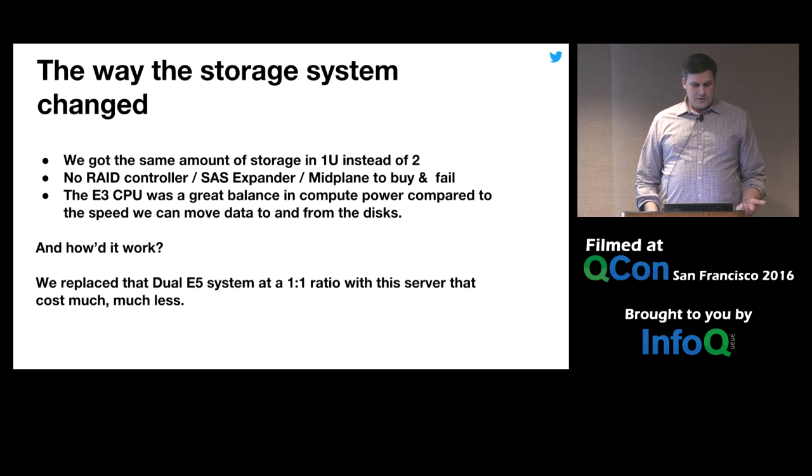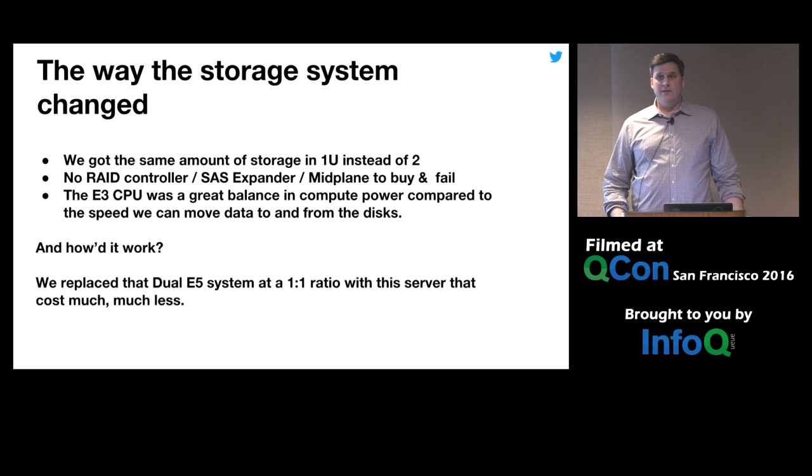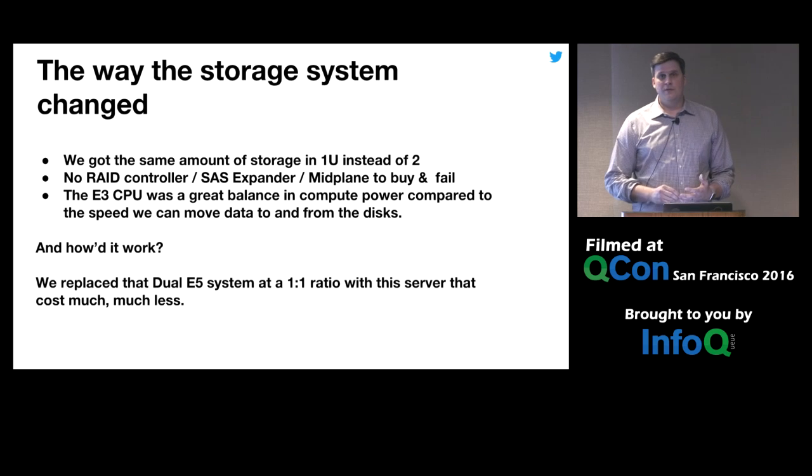So the way that this changed was that we got twice as many in the rack. That was a huge win for us, right? Because when you're in a data center, you're paying for a square foot of floor space, however many that is, that cost drops in half. You get more things into the same switch, you get a return on everything just from some density. Then we got rid of several things that were big operational pain points for us: SAS expander, RAID controller, mid-plane. And we got into a cheaper CPU that was a better balance of compute to the server.